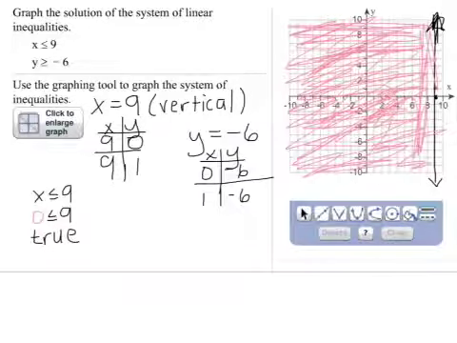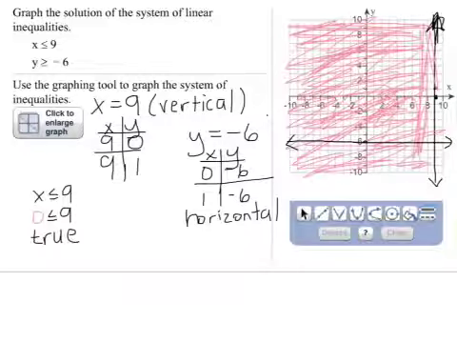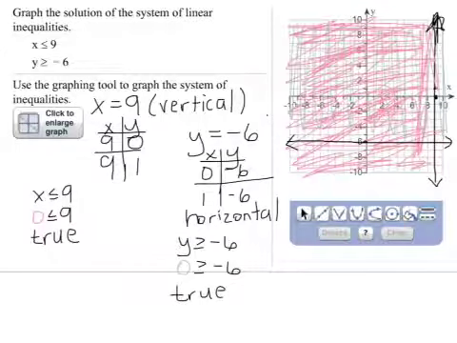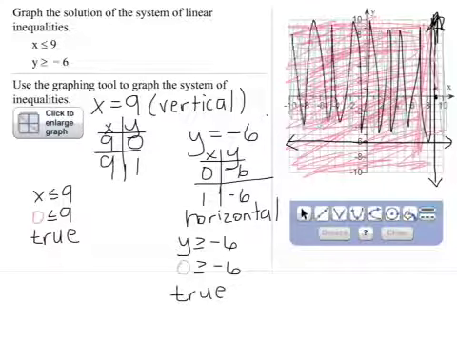Okay, so now I'm ready to graph my y equals negative 6 line. Remember, that's a horizontal line. So I'm going to draw that through the y-axis at negative 6 horizontally. Now that I have my line drawn, I'm going to test 0, 0 to see if I need to shade above or below the line. When I substitute 0 in place of y, 0 is greater than or equal to negative 6, so I'll shade 0, 0. So the solution to this system of inequalities is this portion of the graph where the 2 colors came together. So it's in this portion of the graph.